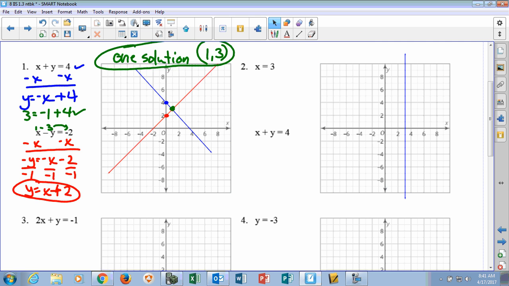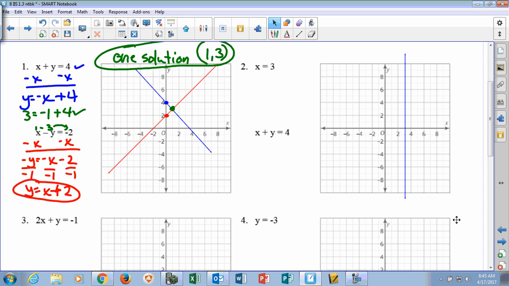Now you just got to find this line, and use what we did over here to help you. So we did one for you there. There's the x equals 3. So that means all the x points, no matter what y is, x is 3. Okay? There's your little assistance.